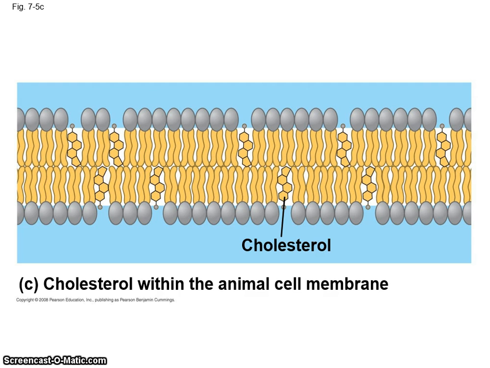So again, the first part of the fluid mosaic model, the word fluid, is that these membranes are not stagnant. They're not stuck in place. They are moving around. The components of the cell membrane are moving around.